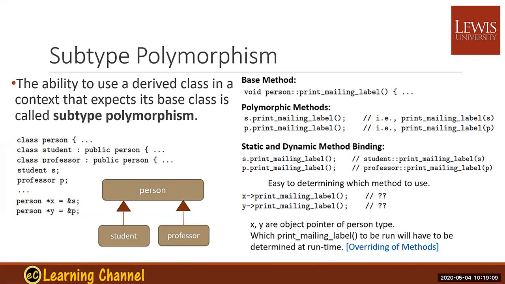S.printMailingLabel and P.printMailingLabel will print the mailing labels in different flavors, because it is a polymorphic method.